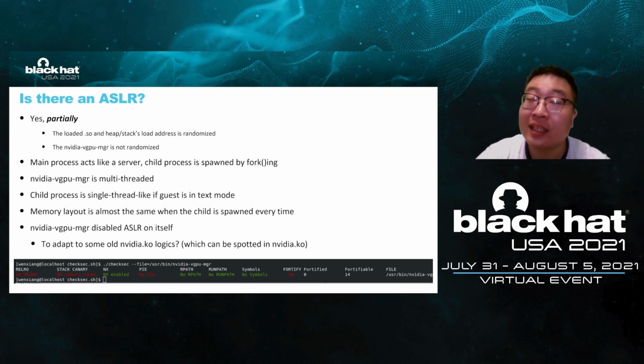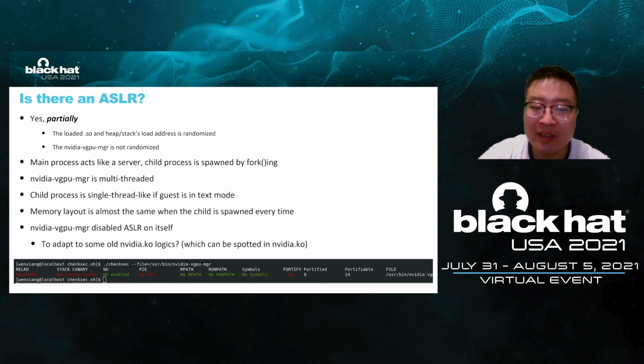And let's take a look at its startup process. The main program runs in the form of a daemon, and the child process is spawned by the main process through fork when the hypervisor is started. So every time the child process starts, the memory layout of the child process is the same as the main process, and a crash of the child process will not affect the main process at all. If the hypervisor process restarts, the child process will also restart.